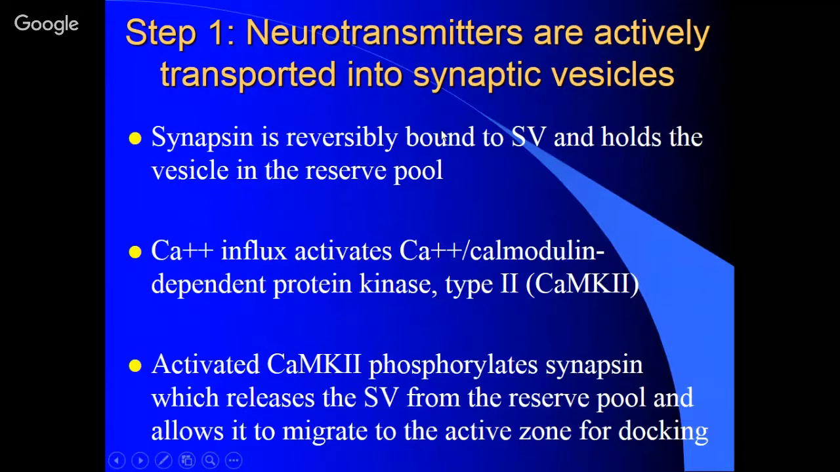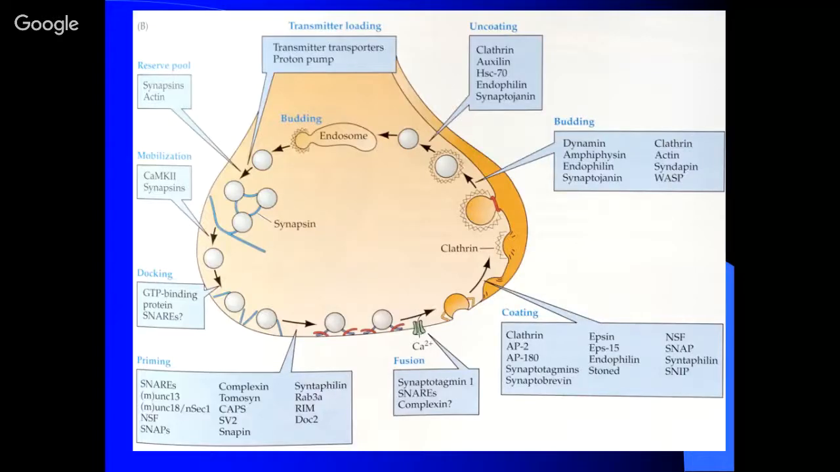Synapsin is the molecule which holds the synaptic vesicles in the reserve pool. Calcium calmodulin kinase triggers their mobilization. The way that occurs is the kinase phosphorylates the synapsin, and the synapsin releases the synaptic vesicle from the reserve pool.